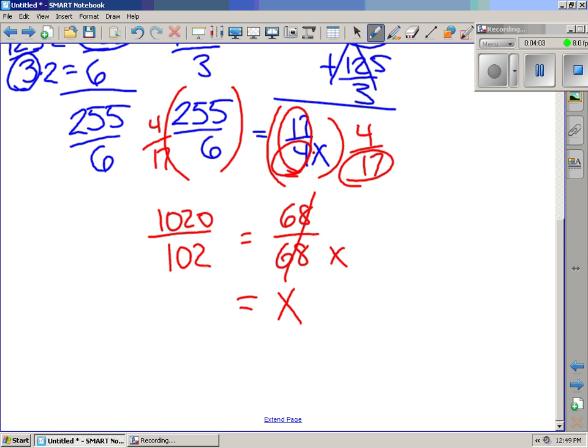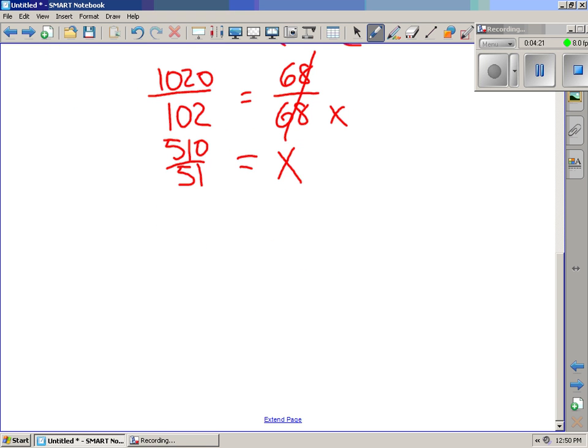On the left side, let's just start out simply with a factor of 2. 1020 and 102 are divisible by 2. 1020 divided by 2 is 510, and 102 divided by 2 is 51. Now hopefully you'll notice 510 divided by 51 is going to give you 10. So x is equal to 10. Let's look at number 2.